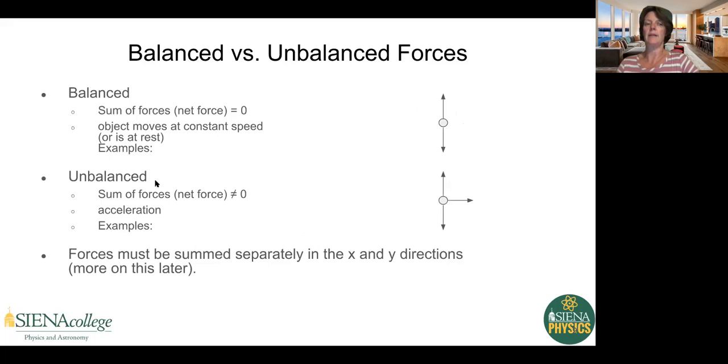When we have an unbalanced force, in this example, our Y forces are balanced, just like up here. But now we have this additional force to the right, and we do not have a force to the left. So these forces are unbalanced. We have a net force to the right in the X direction. And so we know then the sum of the forces is not equal to 0. So our net force is not equal to 0. And that means that we have an acceleration to the right. The acceleration is in the same direction as the net force.